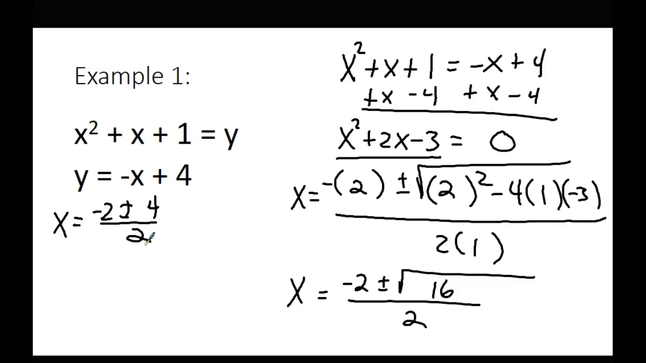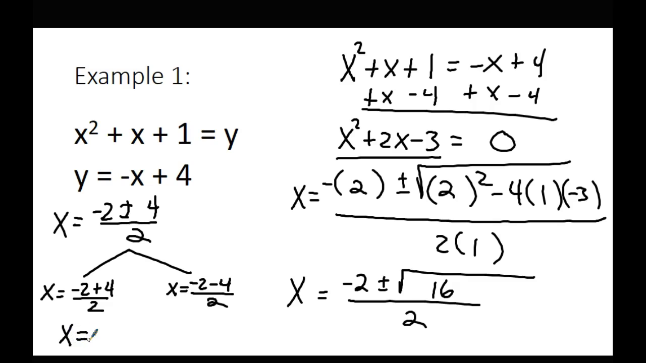And since we don't have a square root anymore, we're going to go the extra step now and split it up into 2 equations. So we have x equals -2 plus 4 divided by 2. And we have x equals -2 minus 4 divided by 2. So this one gives us 2 over 2, which is 1. This one gives us -6 over 2, which is -3.